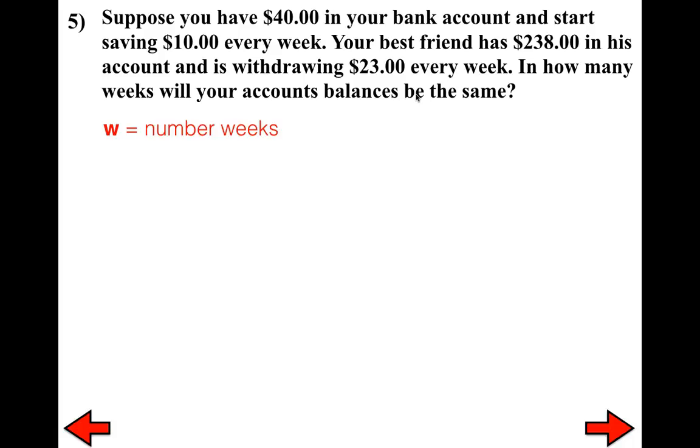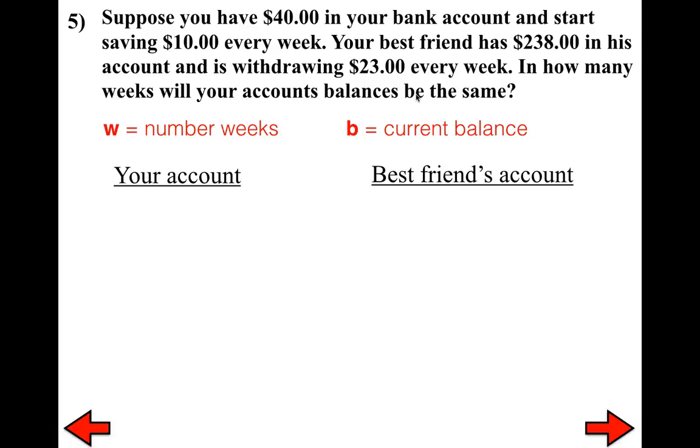Now this one's different. Number one, still we're looking for how many weeks it is going to be, and then the other part of it technically would be what the current balance would be, or the total amount of money, whichever you want to think of it as. So we're going to look at yourself and you're going to look at your friend. So here we go. Well, your account, so I'm going to say W equals or B equals. If we're talking about the account, I'm going to say B equals because the current balance equals.